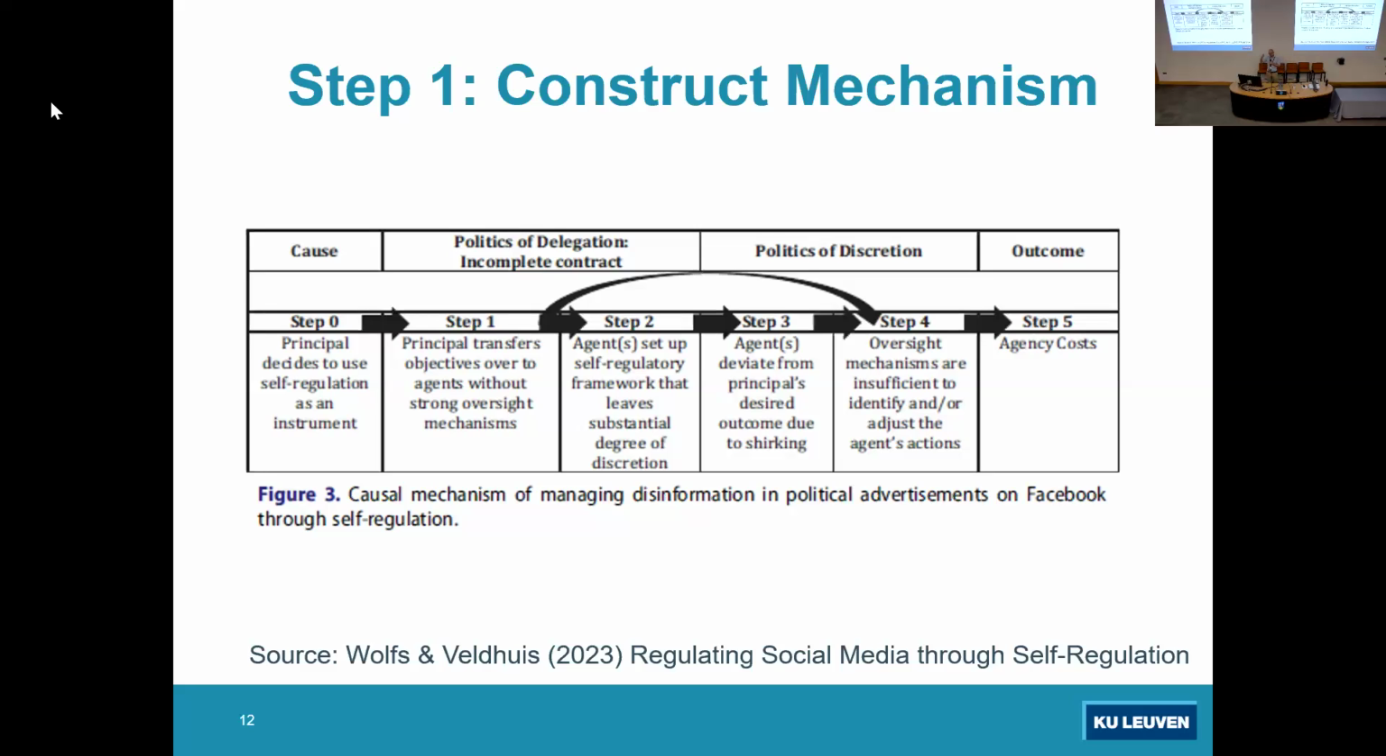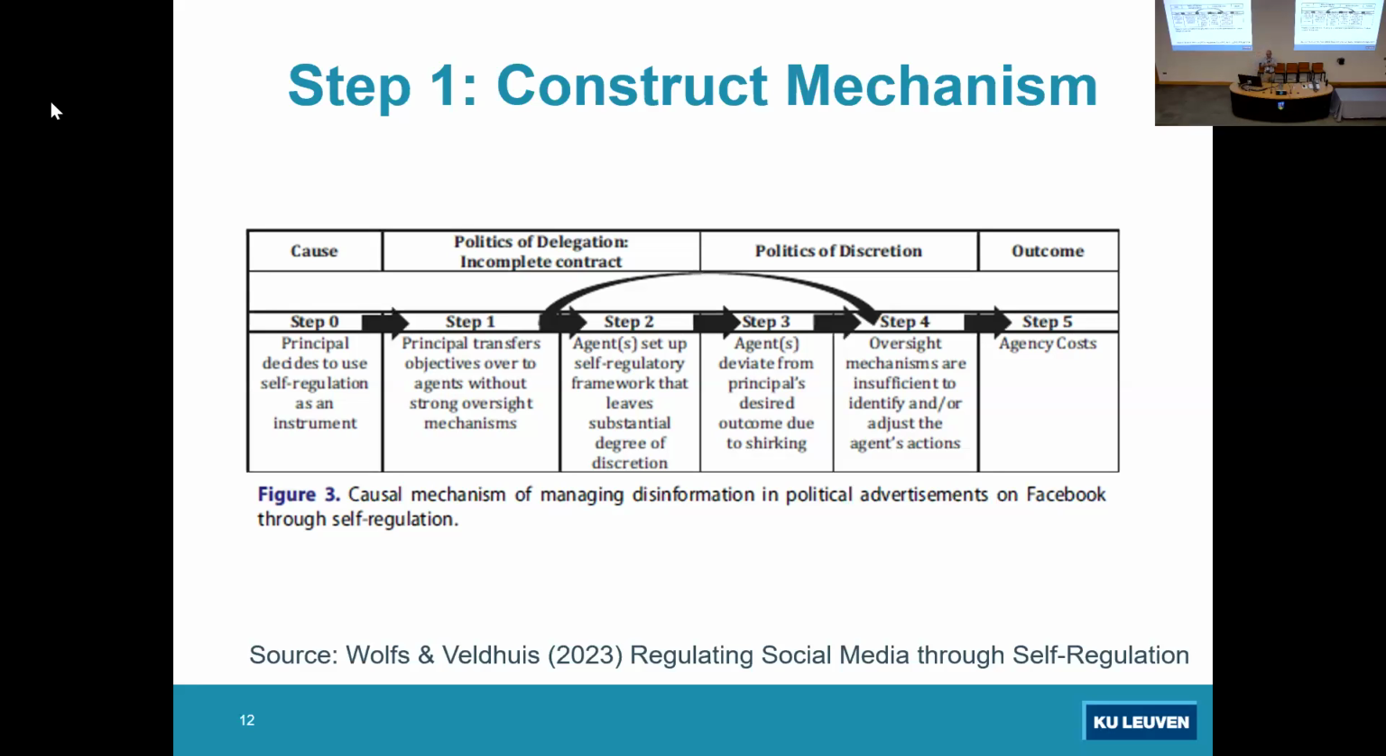And what I did is I tried to translate principal-agent theory, that's a common theory, into a causal mechanism. So principal-agent, two main phases: politics of delegation, and then politics of discretion. So it's simply a translation of a theory that we know quite well into a causal mechanism. So the principal decides to use self-regulation as a regulatory instrument, which means he sets a number of objectives, but he leaves the actual implementation to the actors themselves. That's, of course, what self-regulation is.